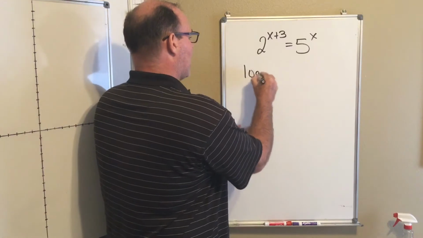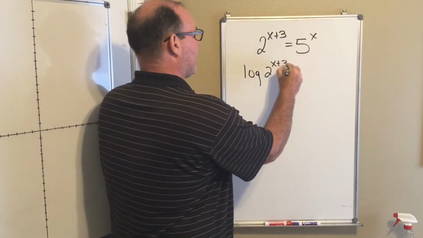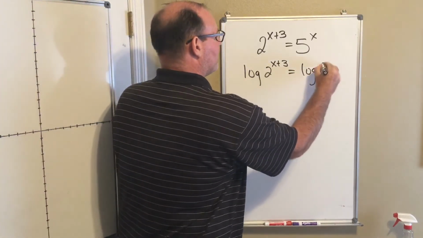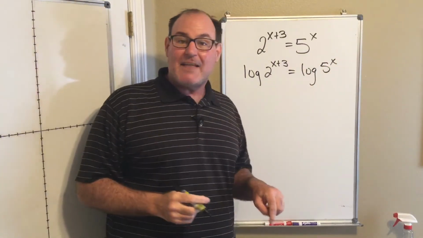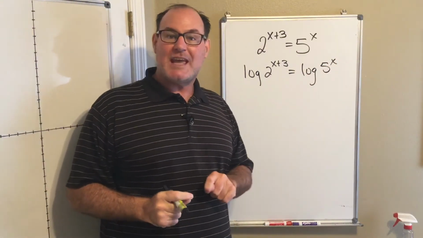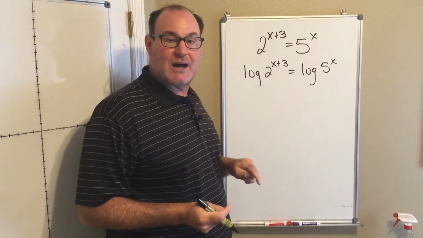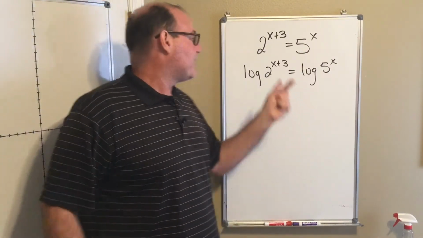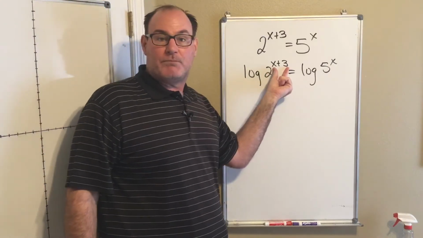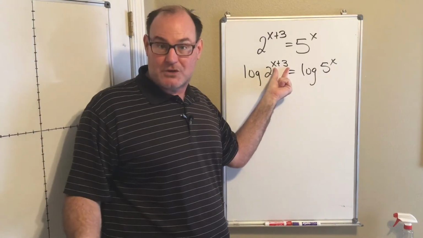So I've got the log of 2 to the x plus 3 power is equal to the log of 5 to the x power. Once again, the reason we do this is we are going to take advantage of the power rule of logarithms, and we're going to move those powers down in front. Now, here's the thing to remember. This power is a binomial.